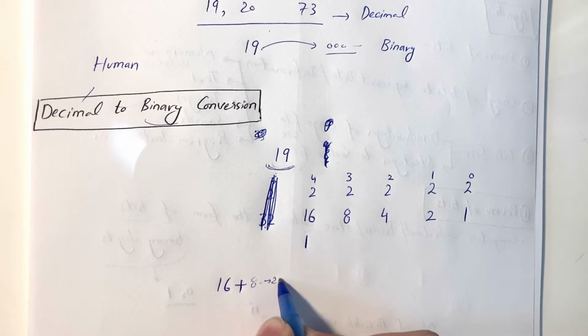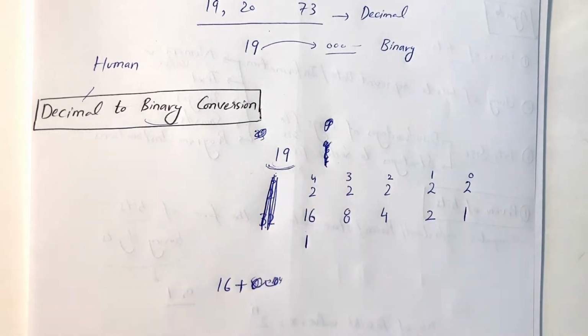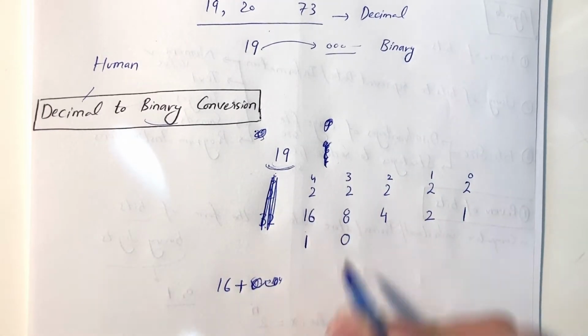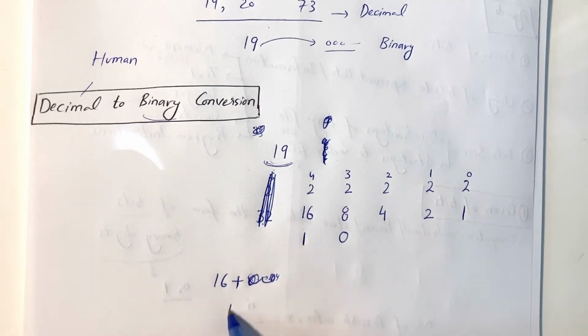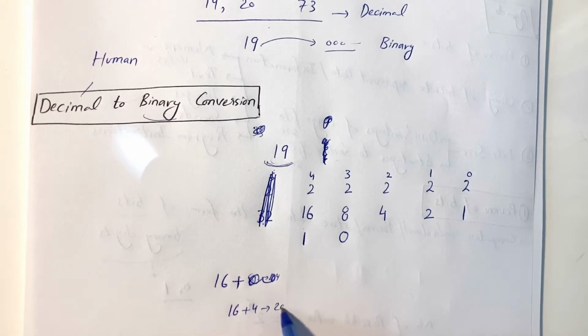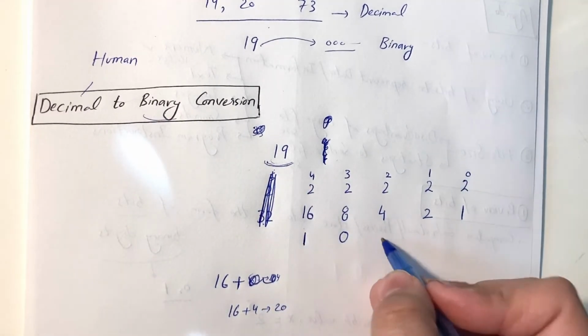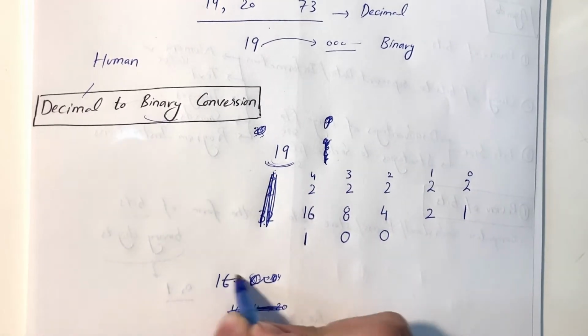24. It's going to be 24. No, we cannot have 8 because we need to make 19. So we don't need 8. So let's say we need 4. Can we use 4? 16 plus 4 will become 20. We need 19, so we cannot have 4. So we don't need this as well.